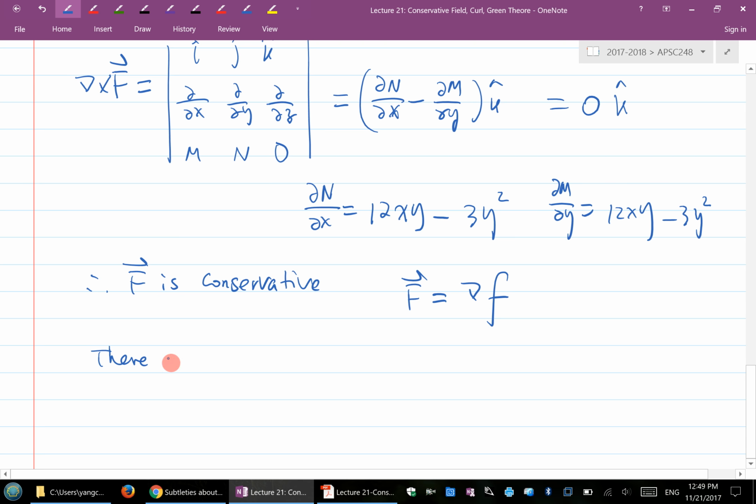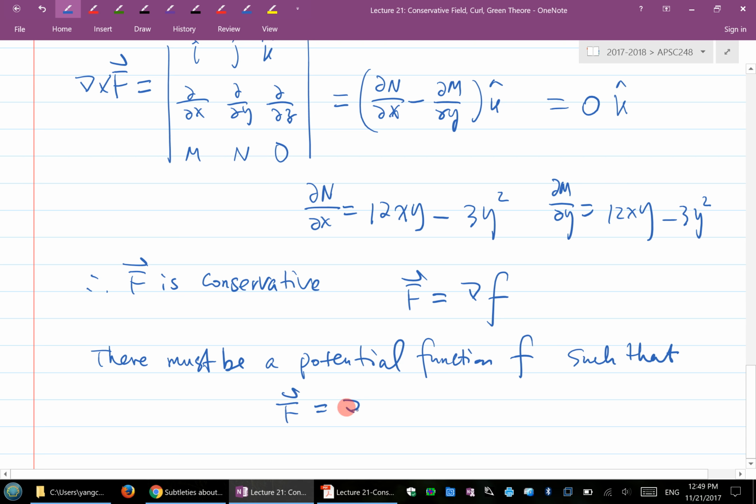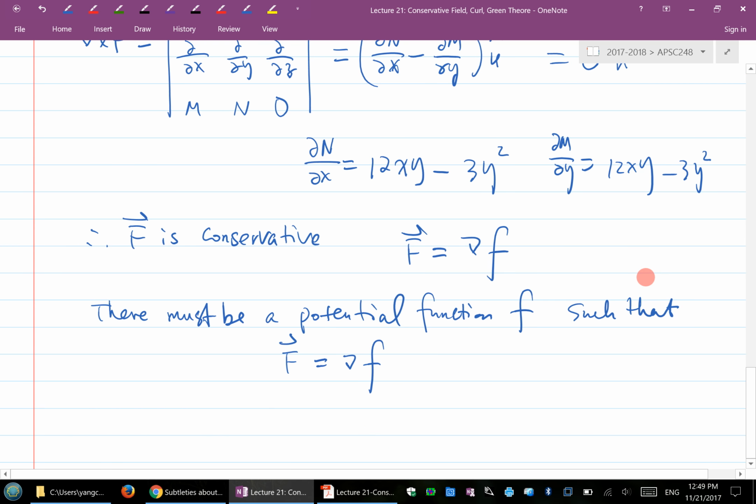So basically there must be a potential function, small f, such that F equals del f. So that's basically the logic here. If it is a conservative field, then there must be a potential function f.